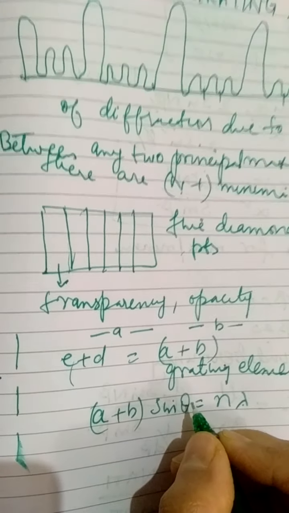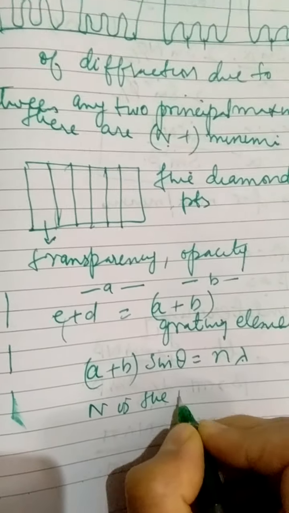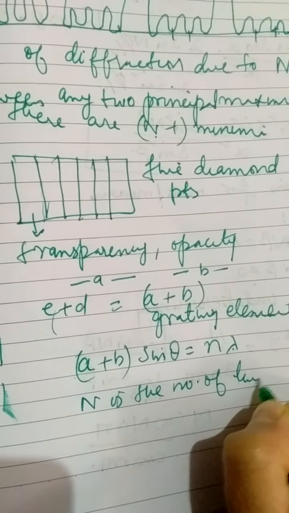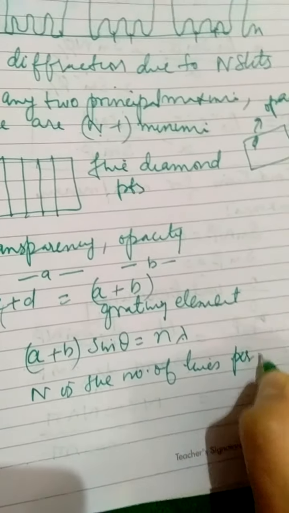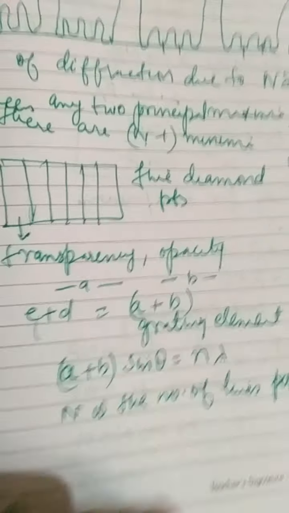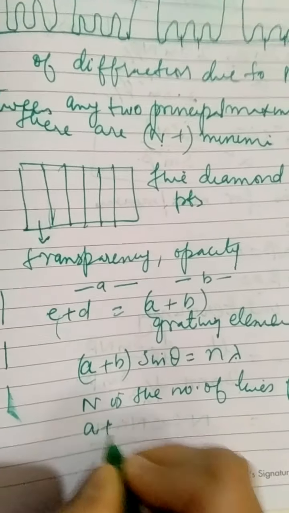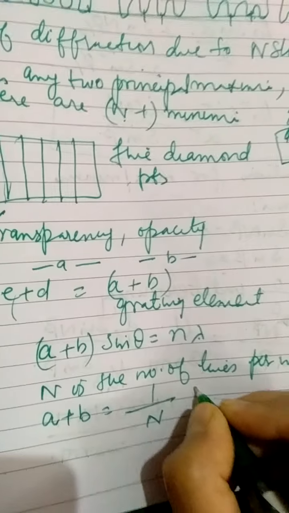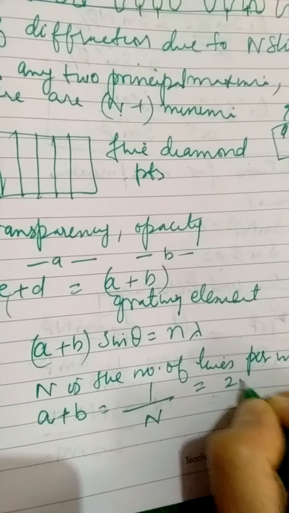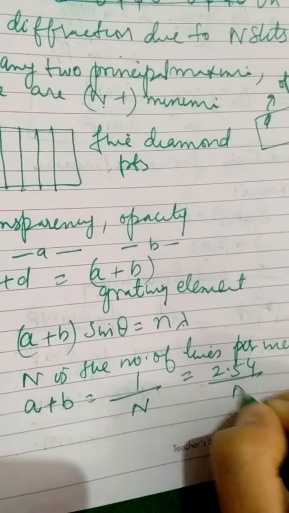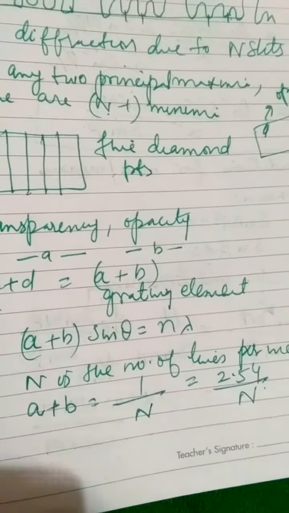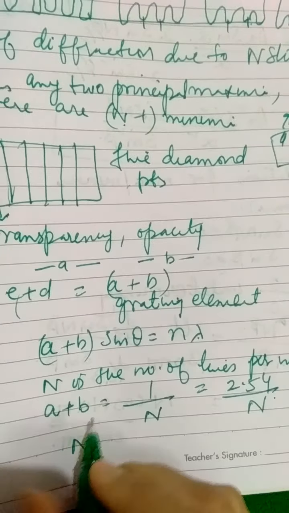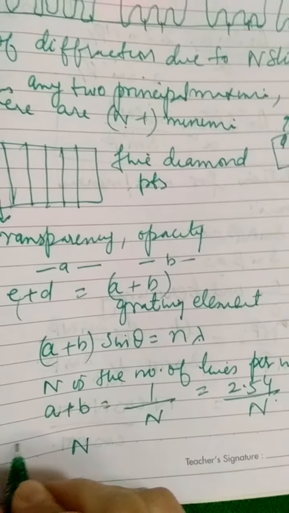Now, if N is the number of lines per inch of the diffraction grating, then you can say that this A plus B is 1 by N. 1 means 1 inch. And if you want to substitute this inch for centimeter, we know that 1 inch is equal to 2.54 centimeter, so A plus B is 2.54 by N. Therefore, the number of lines per unit inch or per centimeter of a diffraction grating is given by this expression, right?